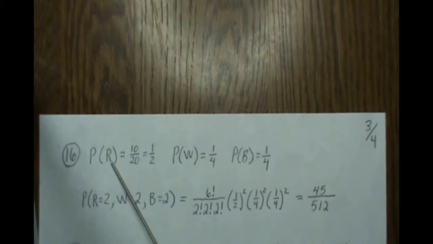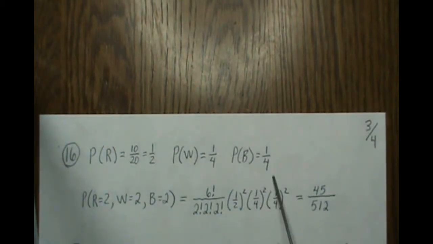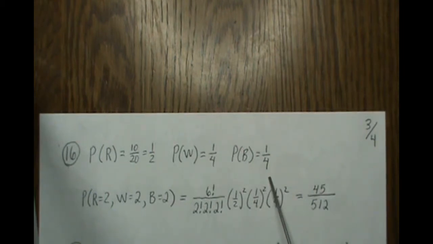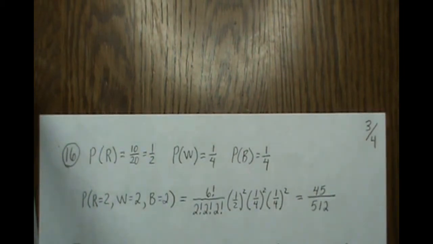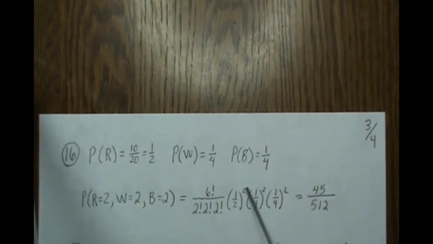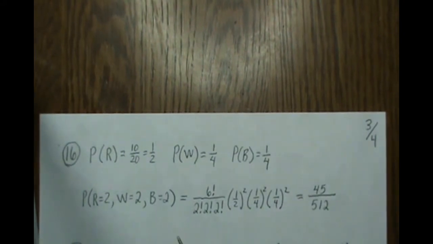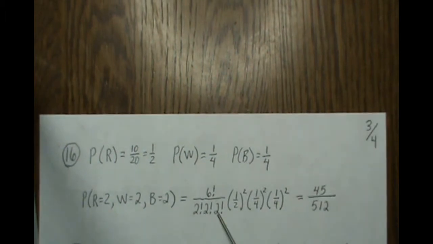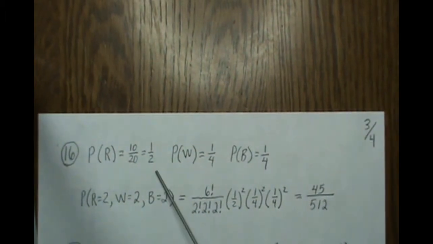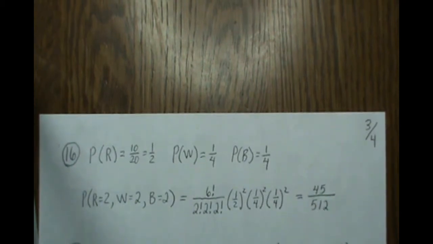So we have red, and the probability of red is 1/2, probability of white is 1/4, probability of blue is 1/4. Now we're sampling with replacement, so this is a classic multinomial. We want 2 red, 2 white, 2 blue, and you plug it in. Our sample size is 6, we want 2 of each color, and that breaks down to 45 over 512.